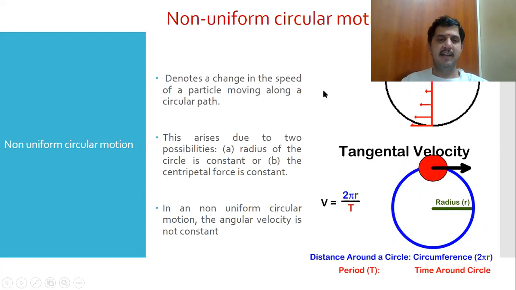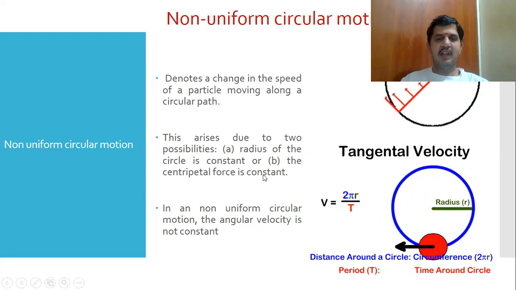The speed at which the particle moves along the path is known as the tangential velocity. This arises due to two possibilities. One is that the radius of the circle is constant, or the centripetal force is constant. What do we mean by the radius of the circle being constant? It means the speed can change while the radius remains constant. This can happen. Or you can also observe that the centripetal force is constant.